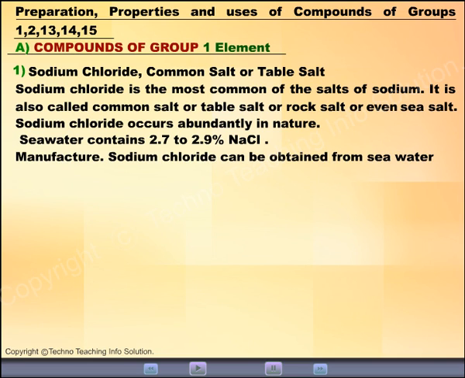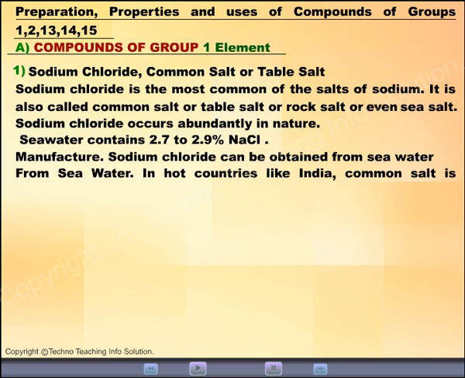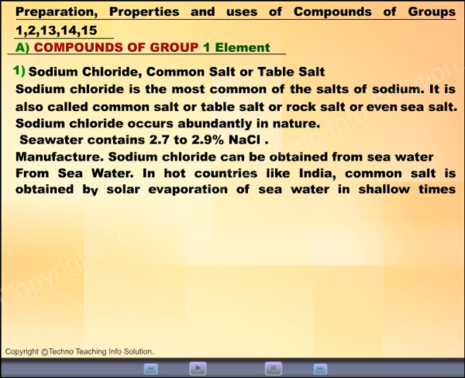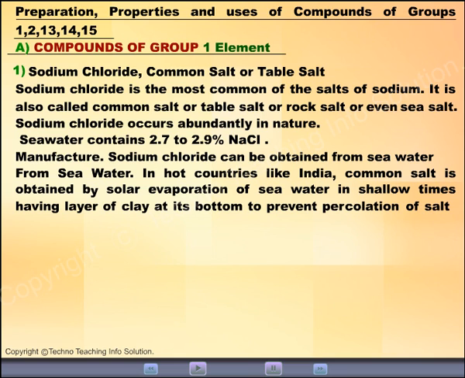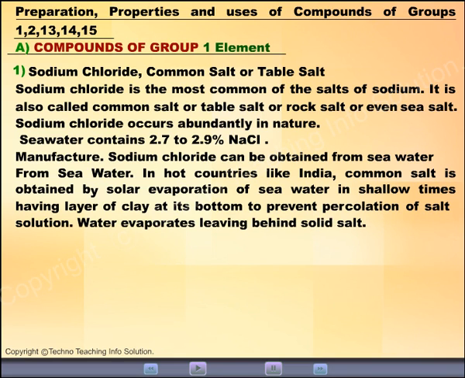Manufacture. Sodium chloride can be obtained from seawater. In hot countries like India, common salt is obtained by solar evaporation of seawater in shallow tanks having a layer of clay at its bottom to prevent percolation of salt solution. Water evaporates, leaving behind solid salt.